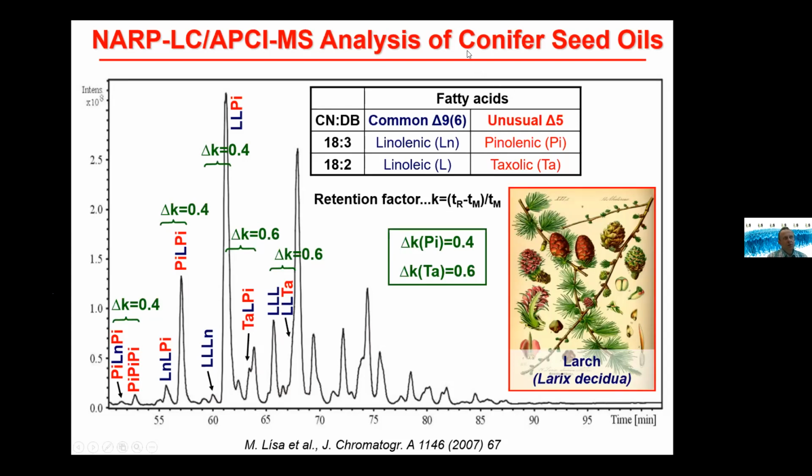So I start with this example of different positions of double bonds. It's well known that conifer seed oils, for example, shown here, have some unusual double bond positions. For common fatty acyls, you have the positions 9, 12, and 15. But in case of these conifer seeds, the first double bond is in position 5. And then you may observe here that we always have a logical increment in retention, calculated here as a retention factor, which contributes to confident identification of individual unusual fatty acyls present either 1, 2, or 3 times in particular triacylglycerols.